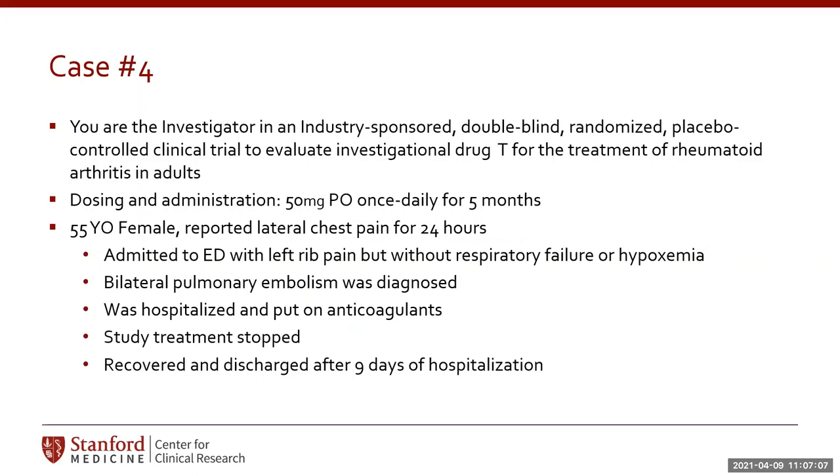Case 4. You're the investigator in an industry-sponsored double-blind randomized placebo-controlled trial to evaluate investigational drug G for the treatment of rheumatoid arthritis in adults. You can see here, it's an oral medicine, 50 milligrams daily for 5 months. There is a 55-year-old female enrolled in the study who reports lateral chest pain for 24 hours, admitted to the ED with left rib pain, but without respiratory failure or hypoxemia. Bilateral pulmonary emboli are diagnosed, and she is initiated after hospitalization on anticoagulants. The treatment is stopped and she recovers and is subsequently discharged from the hospital. Let's go to the next one.